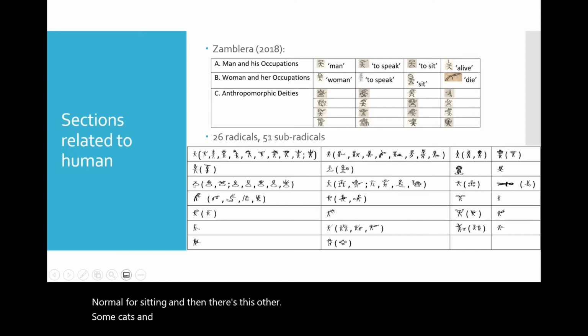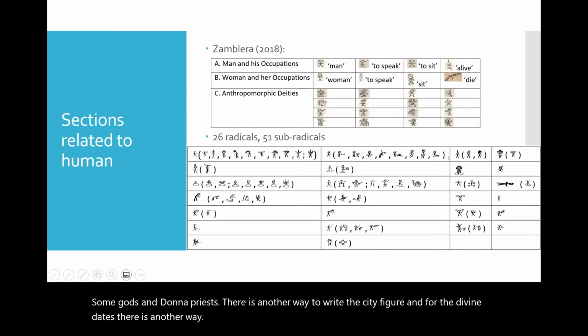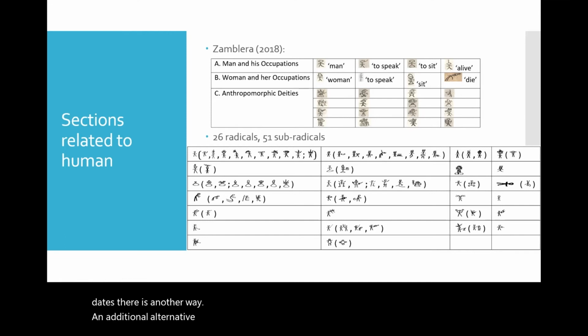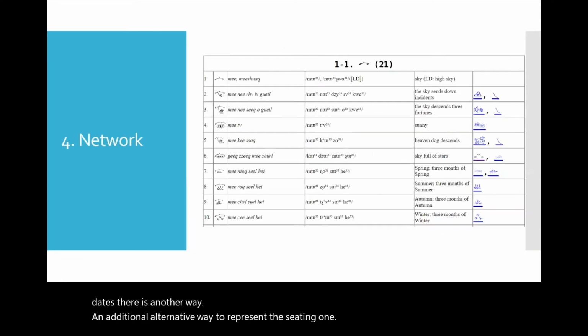Priests. There is another way to write the sitting figure. For the divine deities, there is an additional alternative to represent the sitting one. Okay. And I have also introduced digital aids for the analysis of the structure of the Dongba script.